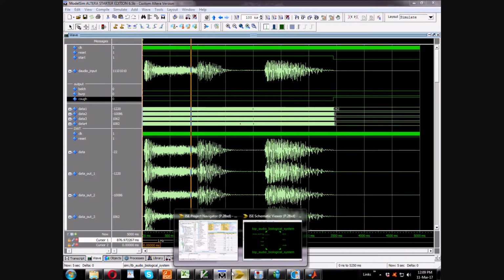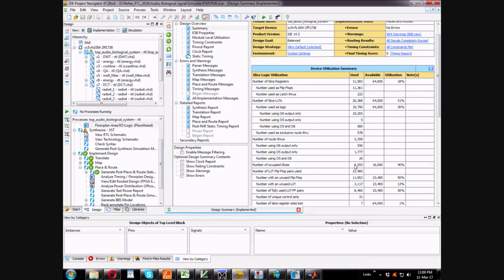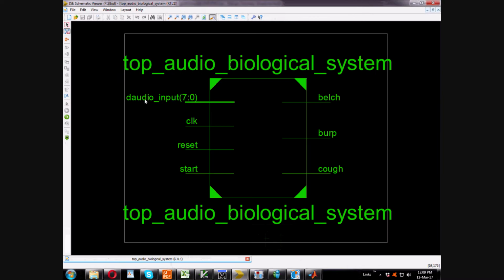We will synthesize this code on a Xilinx Virtex 5 SX100T-2FF1738 based FPGA, and show the slices, registers and flip-flops used. I will show the RTL schematic for the audio biological system. The data input is given, along with clock, reset, start, and bleach, burp, cough.